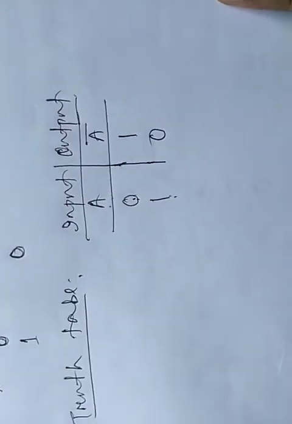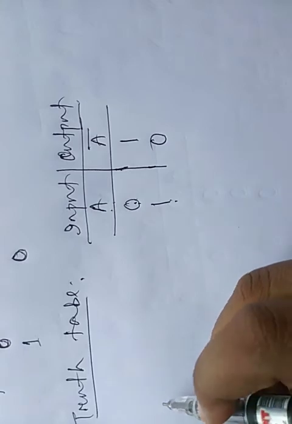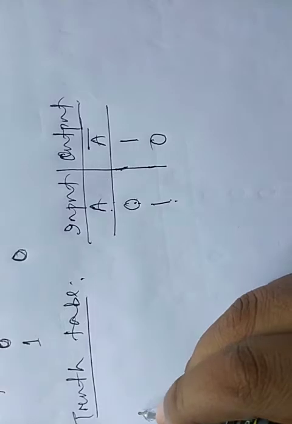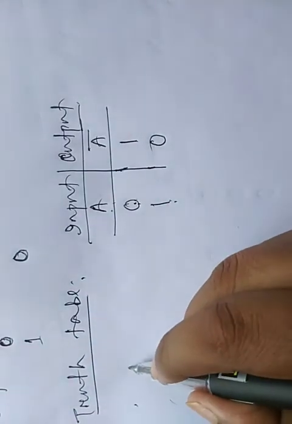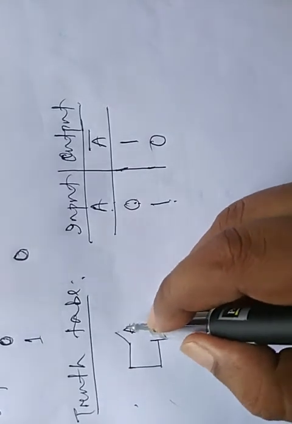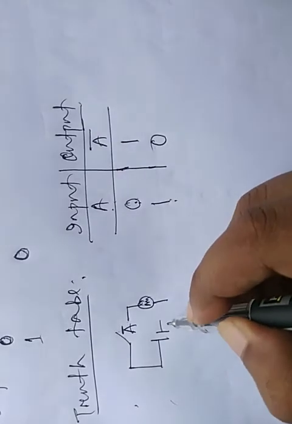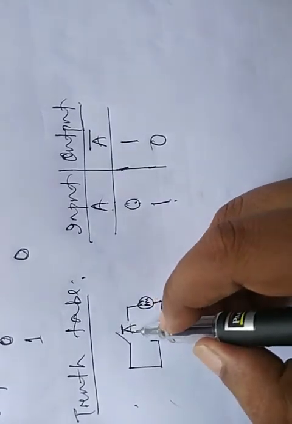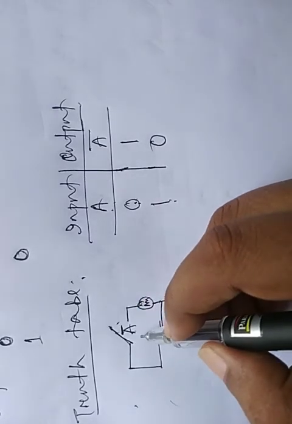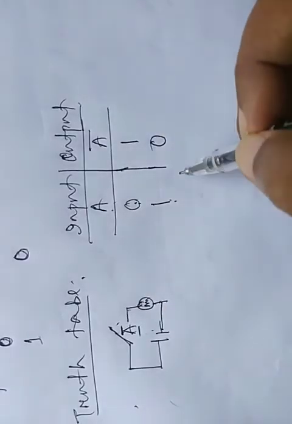Clear? In switching circuits, there are some other mechanisms to create the NOT operation, but we only draw the switching circuit like this for simplicity. Without writing A, we write A complement here. So A complement in any switch is denoted as a NOT signal. So NOT operation is very easy.